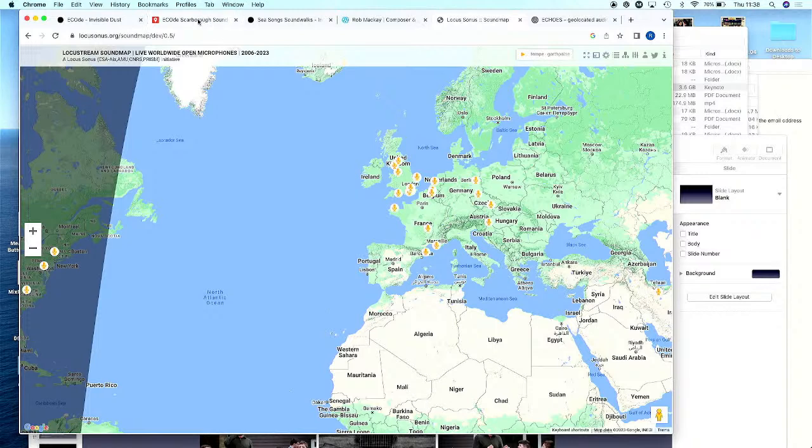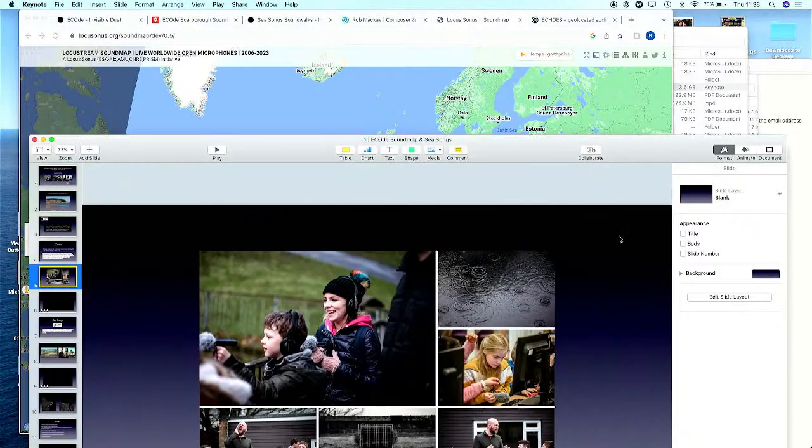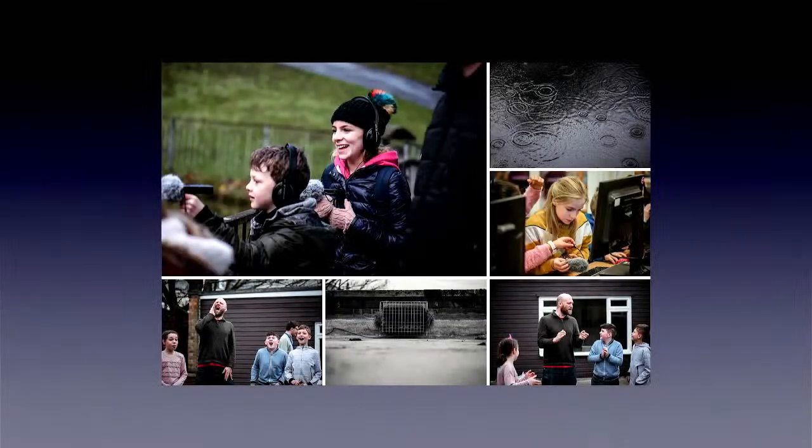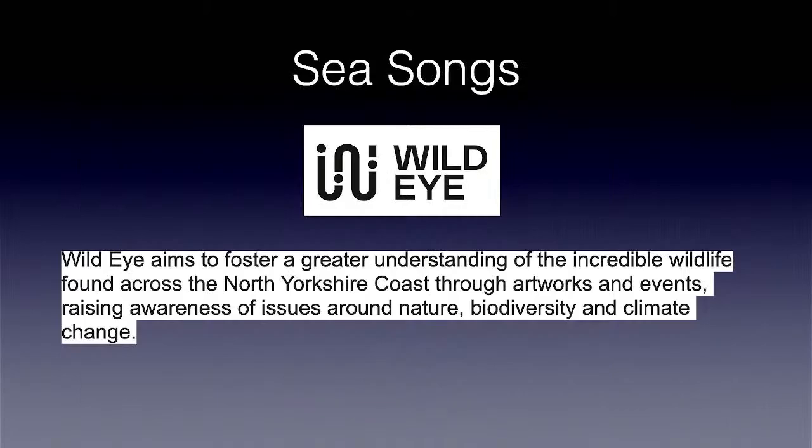So that was the first project that I did with Invisible Dust back in 2019. The second one was part of the Wild Eye project, which in Invisible Dust's words aims to foster a greater understanding of the incredible wildlife found across the North Yorkshire coast through artworks and events, raising awareness of issues around nature, biodiversity and climate change.